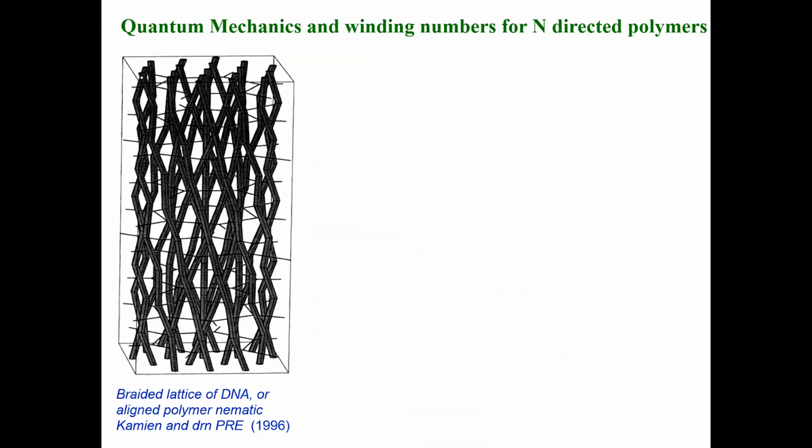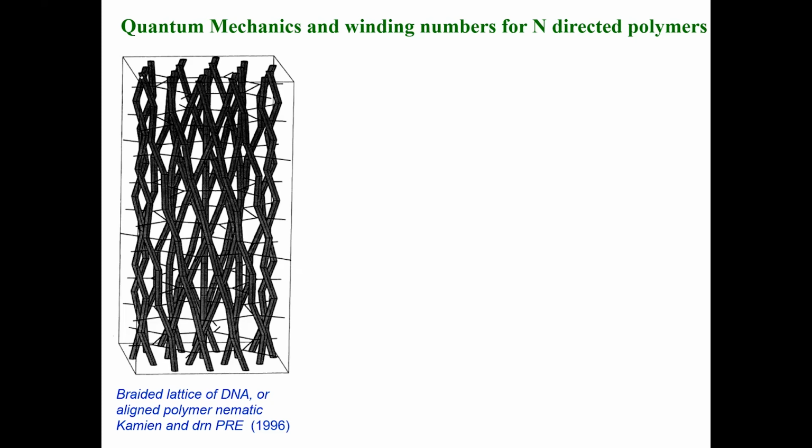So now we have winding numbers. Each individual polymer could have a winding number with the barrier. Here's the barrier. Polymers, some of them go around it, some of them don't. They have interactions between themselves and say each plane.